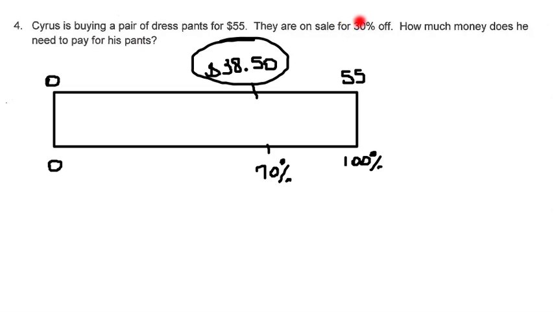You had to find 30% off, so you could find 10%, multiply it by 3 to find out what 30% is, and then subtract it from $55. But your answer is $38.50.